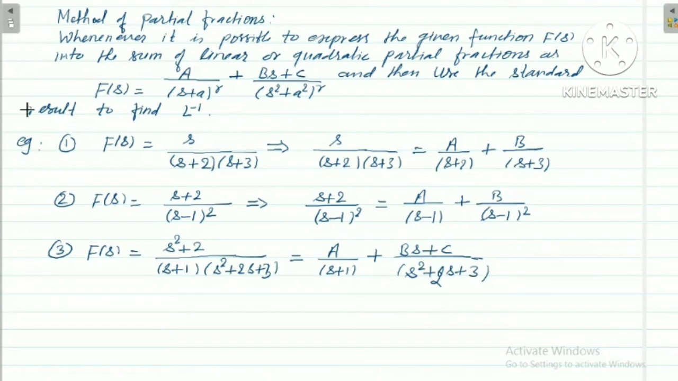Yes sir. So, what is partial fraction? The method of partial fractions says that whenever it is possible, we express the given function f of s as a sum of linear or quadratic partial fractions. This is the sum of linear fractions, and this is the sum of linear and quadratic fractions, because both linear as well as quadratic are included. If only linear factors are given, you can express it only as a sum of linear factors.